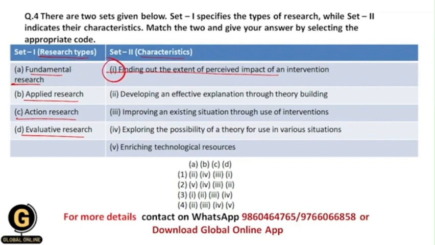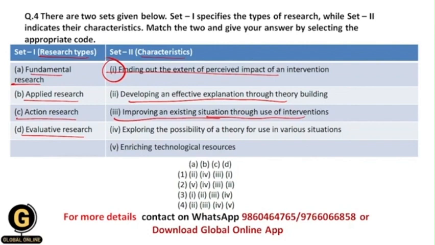Okay, developing an effective explanation through theory building. So basically here you are going to develop a theory, and whenever you are developing the theory, then through this process you are going to provide an effective explanation of your research results. Okay, improving an existing situation through use of interventions. So here whatever existing situation is in front of you, you are going to improve that existing situation through the use of different actions, and those actions are nothing but the interventions.